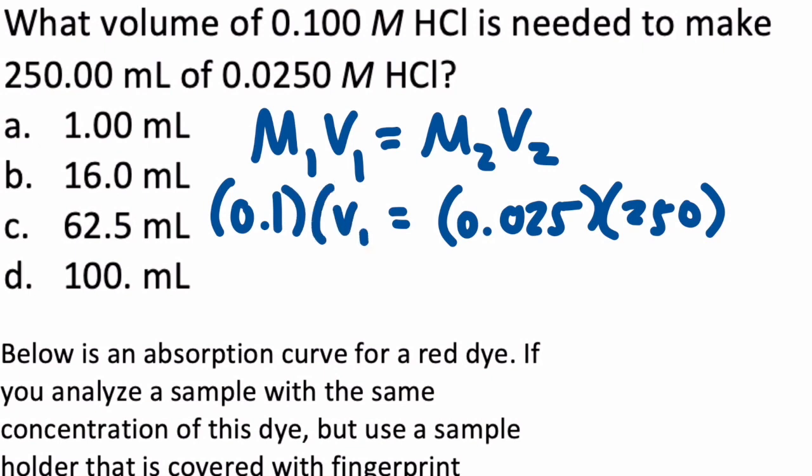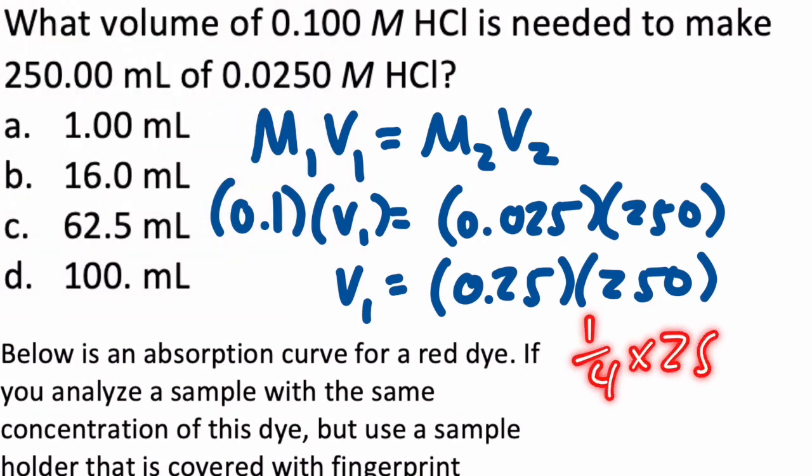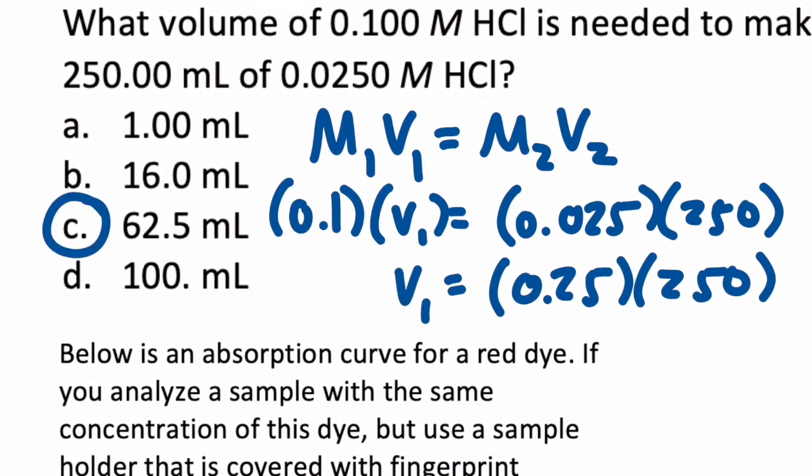I'm looking for V1. So V1 is the product of these two divided by a tenth, which means it's really multiplying by 10. So I'll change that 0.025 to 0.25 and then times 250. So that's like a fourth of 250. If I think about that in my head, a fourth of 250 is 62 and a half, and that's the right answer. So we're done.